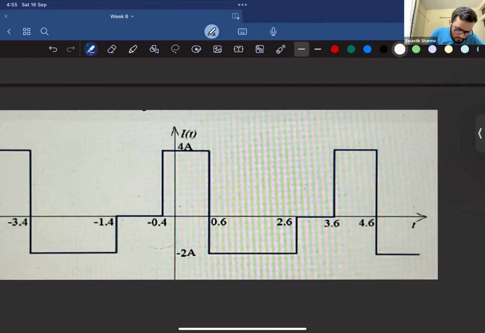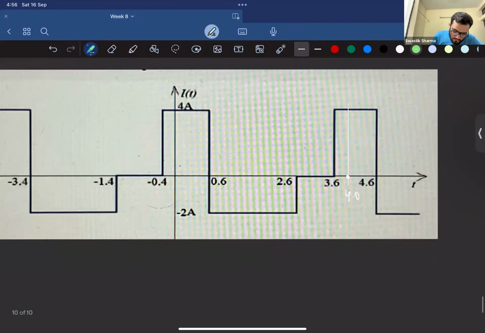As you can see, the time period of this whole waveform starts from here, right? 0.4 seconds after the point where the current has reached its maximum value, the waveform starts. So this is the whole time period, which is 3.6 plus 0.4, which is 4.0, right? The whole waveform is between these two points, and it repeats after every 4 seconds.